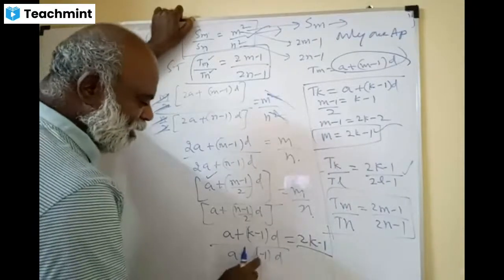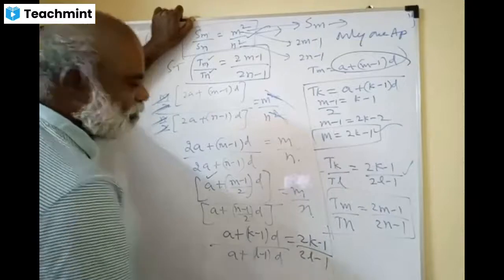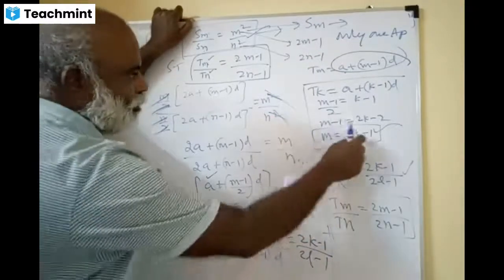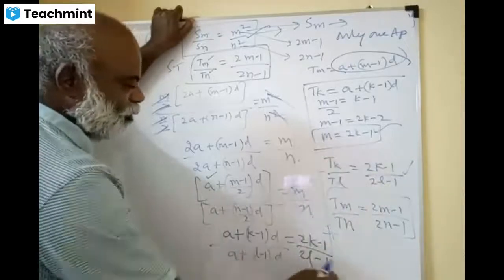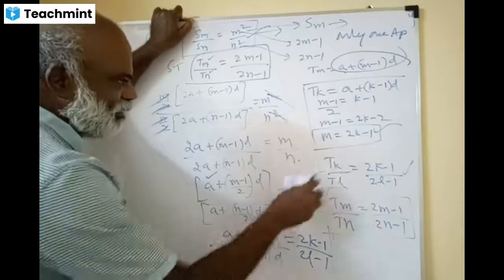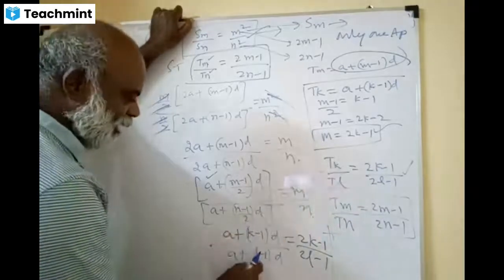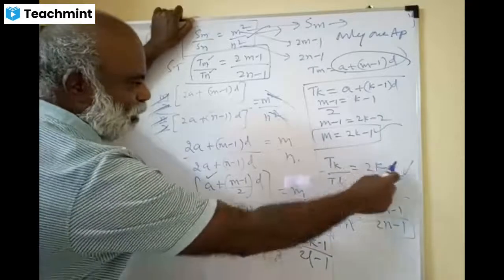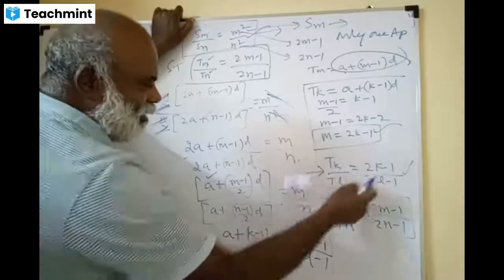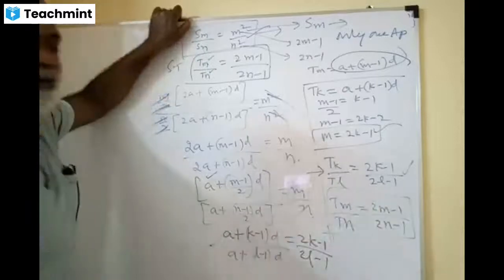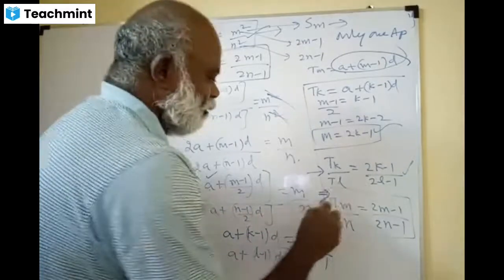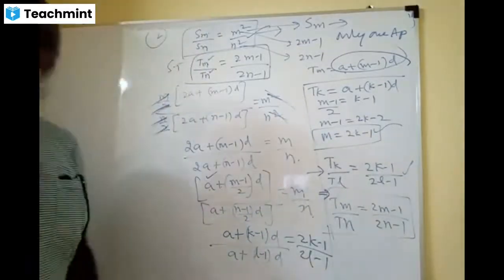And n with 2l minus 1. That's all. M with 2k minus 1 and n with 2l minus 1. This is called the kth term, right? This is called Tk and this is called Tl. So Tk by Tl is 2k minus 1 by 2l minus 1. If they ask Tm by Tn, the same way. Okay, clear? Yes, sir. That's all. Brilliant formula. How beautiful it is.